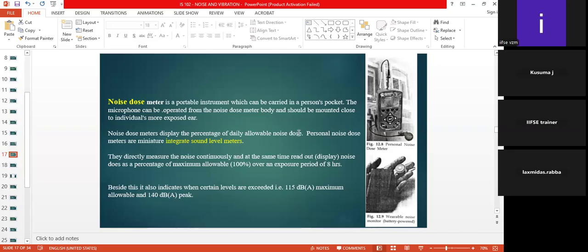And there are a few personal noise dose meters, which are miniature and smaller in size. Basically, these noise meters directly display the noise dose level which you have been exposed to over a period of 8 hours. And also these will display the peak levels. If you are exposed to any excess levels above the average limit, in those cases also, it will indicate that a person is being exposed to higher levels.